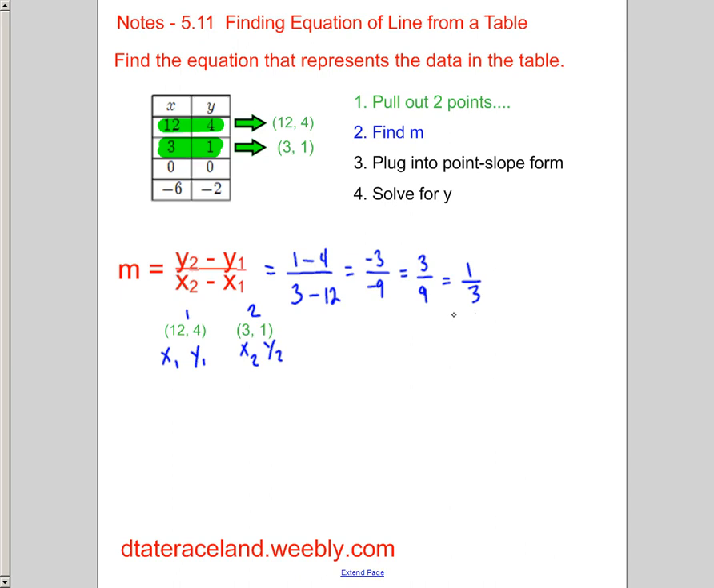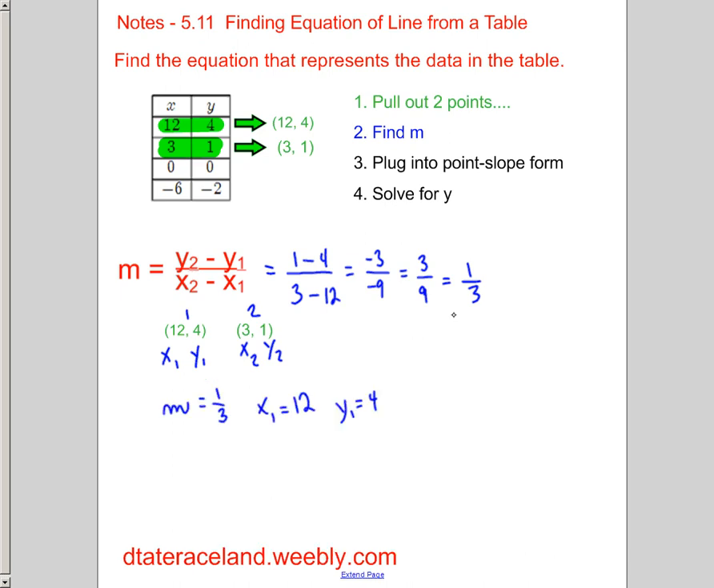Why do we bother to simplify it with the slope? Well, one, it's standard practice. If you go into another math classroom, they're going to be simplifying the slope there. But two, when we go to use the slope, the smaller it is, the better it is. So now we've found our slope, which is m, 1/3.